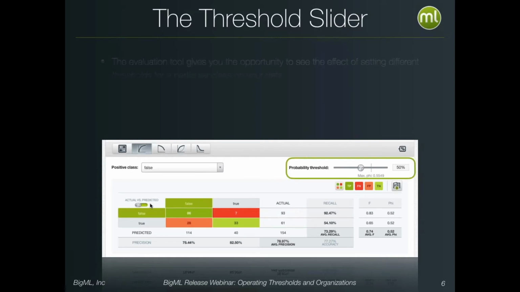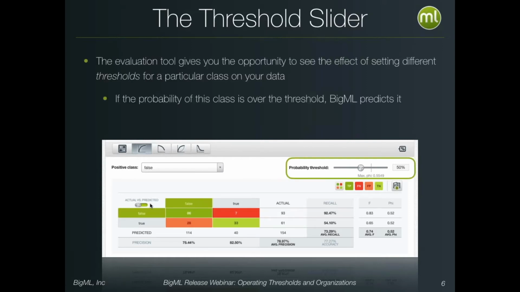So basically, we move that threshold slider around, and if the probability of the class that you have labeled as the positive class up there is over the threshold you've selected, then BigML predicts it. And if the probability is not, then we're just going to select the next highest probability class, other than the positive class. So this is a really neat mechanism, right?